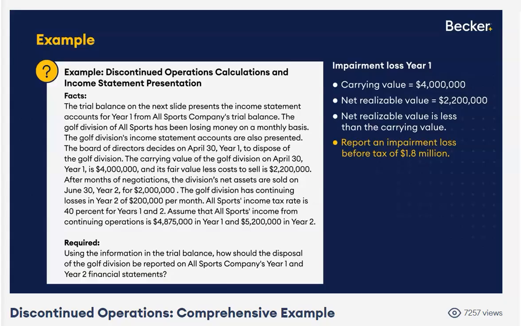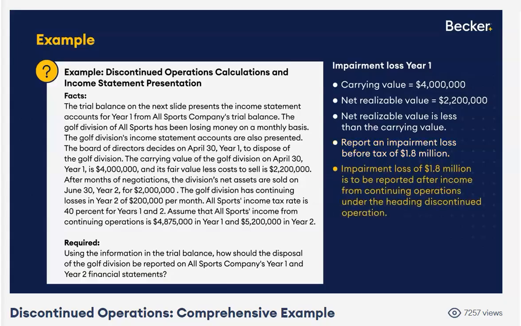And where's that impairment loss going to go? Not in category number 2 with the non-operating, no. Since this is an impairment related to a division that we're selling off, that impairment loss of $1.8 million is going to be reported down below under the heading discontinued operation, and then we're going to have to multiply it by 1 minus the tax rate, to get that $1.8 million before tax to after tax, but we'll do that in a second.